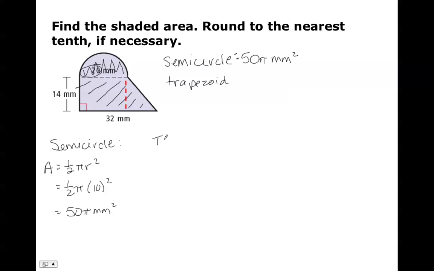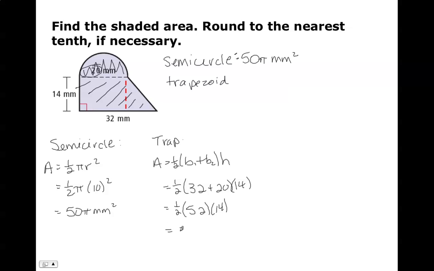Now let's look at the trapezoid. To find the area of a trapezoid, we have 1/2 base 1 plus base 2 times the height. So when we substitute in what we know, base 1 is 32, base 2 is 20, and the height is 14. We can simplify, do 1/2 times 52 times 14, which would give us 364 millimeters squared.